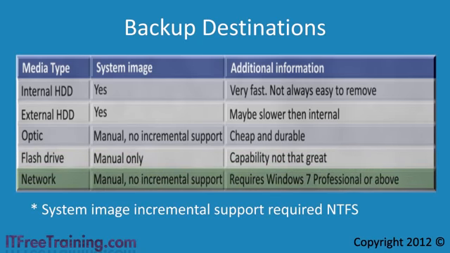Lastly, you can store your backup on a network share, such as a network-attached storage device, or on a file server. The speed of the backup will be determined by how fast your network is. The disadvantage of a network backup is that it only supports one system image backup using the scheduling feature. Media, like hard disks, can store multiple system images, giving multiple backups to restore from. In order to use Backup and Restore to a network location, you need to be running Windows 7 Professional or above.